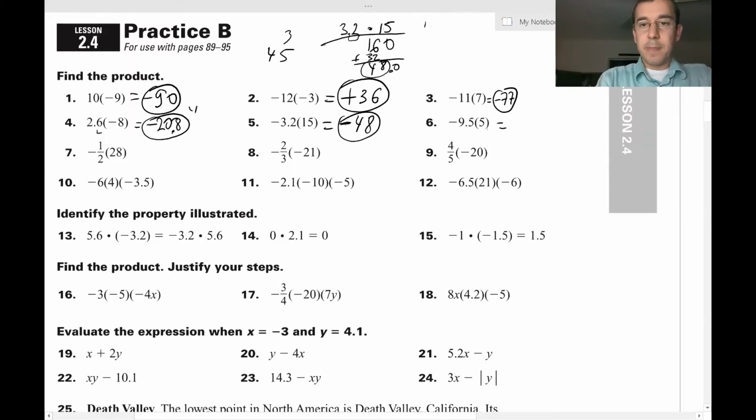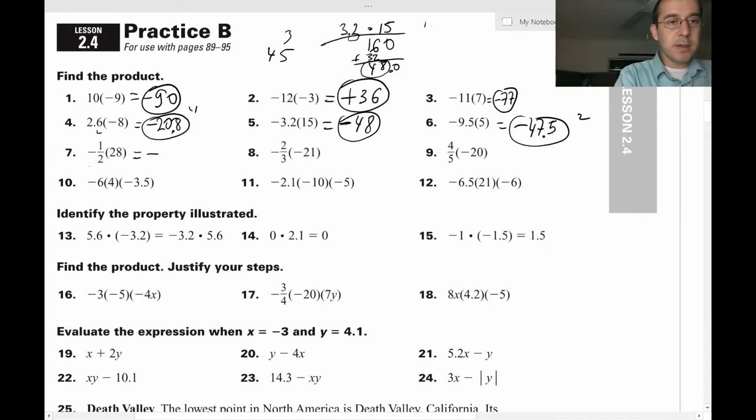Number six, two numbers with different signs. The product is negative. 5 times 5 is 25. 5 and 2. 5 times 9 is 45, and 2, 47. And there's one decimal, so minus 47.5 is the answer. Number seven, we can cancel out 2 and 28. We have two numbers with different signs, so minus. 2 and 28 cancel out by 2. 2 divided by 2 is 1. 28 divided by 2 is 14. 14 times 1 is 14. So minus 14 is the answer.